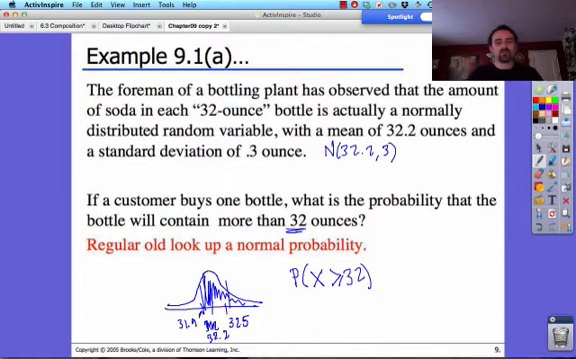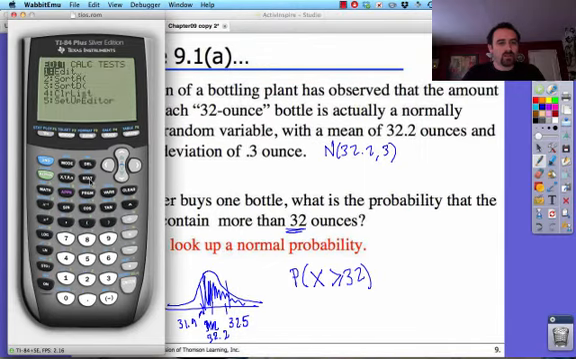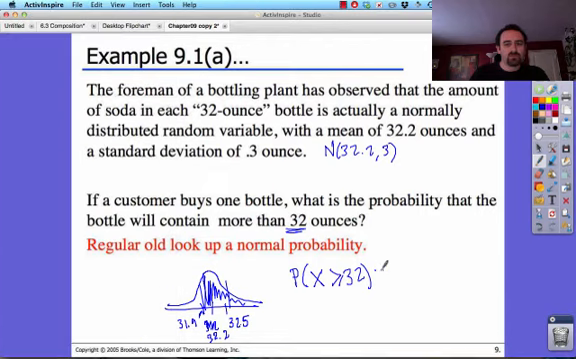Again, I can go back to my calculator and do this very quickly. We're going to use the shortcut that we've been talking about, where I go to second vars, normal CDF, and I put in the lower number being 32 to infinity. My mean is 32.2. My standard deviation is 0.3. I expect this to be about 0.747.